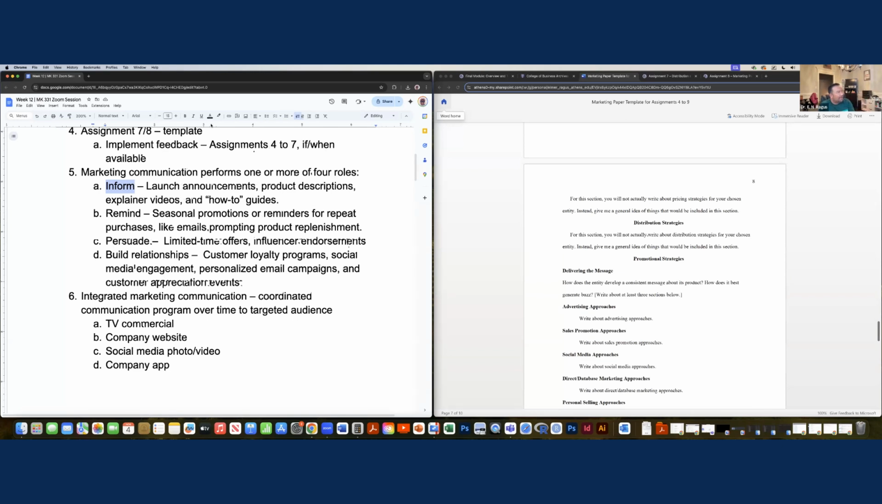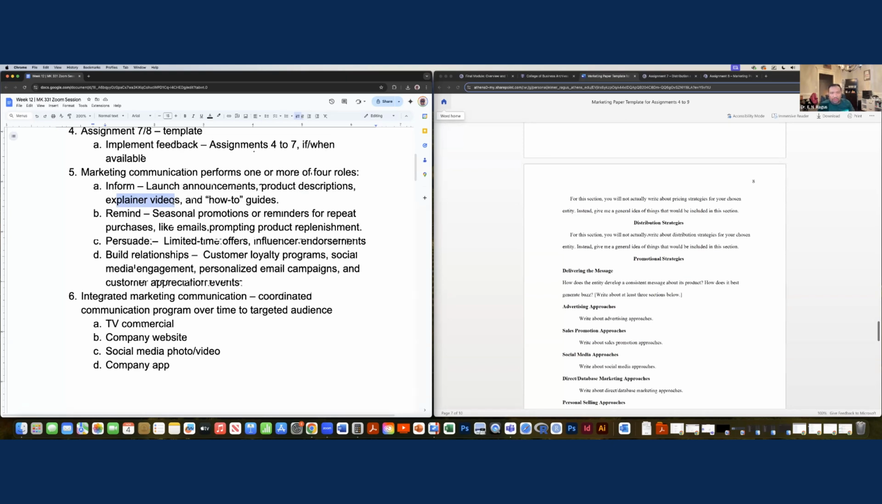So inform, product descriptions, explainer videos where they, well, explain whatever it is, some aspect of that product, how-to guides, right? So I know I bought products before where I just jump in and try to use it, but then in the end I get stuck. So then I look for some kind of manual or how-to video on how to make this work. So that's the whole inform part.